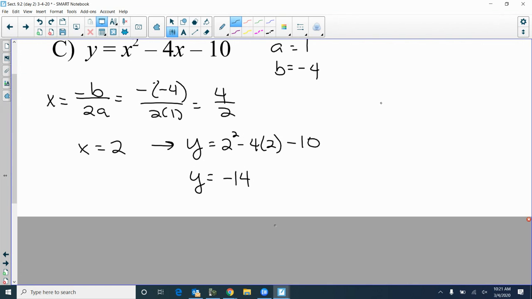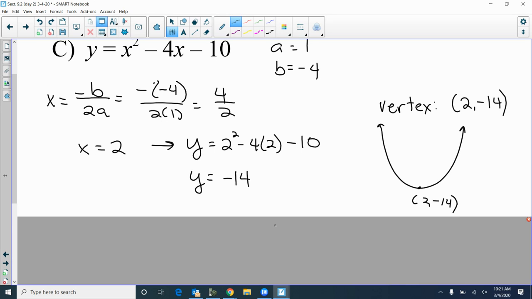Your vertex is the point 2, -14. Would that be the lowest point on the graph, or the highest point on the graph? Joey? Lowest, because this x squared means it opens up. The vertex is that point right there, 2, -14.